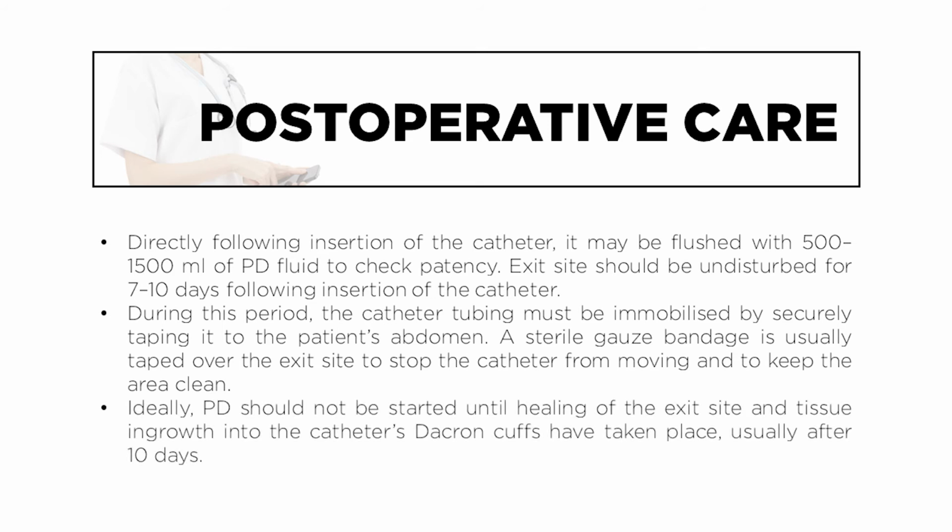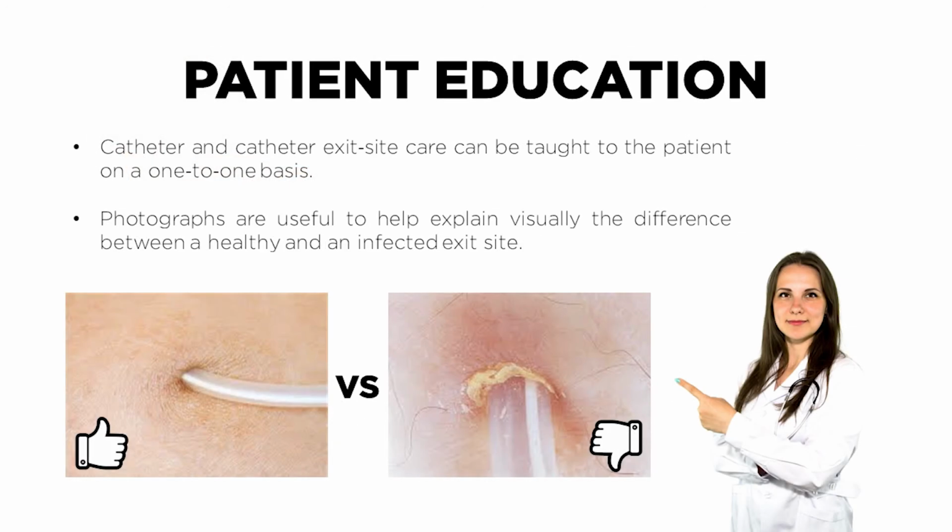Peritoneal dialysis should ideally be started once the exit site has healed and there is tissue ingrowth into the Dacron cuffs. Catheter and catheter exit site care can be taught to the patient on a one-to-one basis. So here are two pictures that show the difference between a healthy and an infected exit site. The picture on the right shows drainage, redness, and some swelling, which may be some signs of infection.